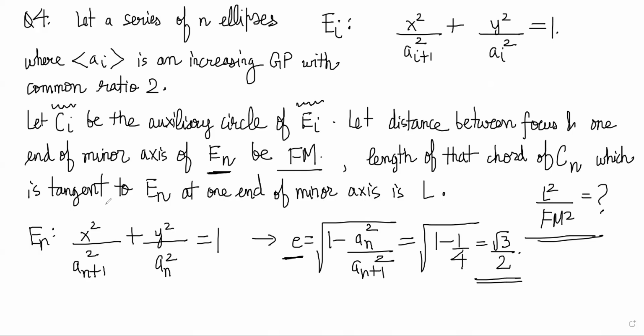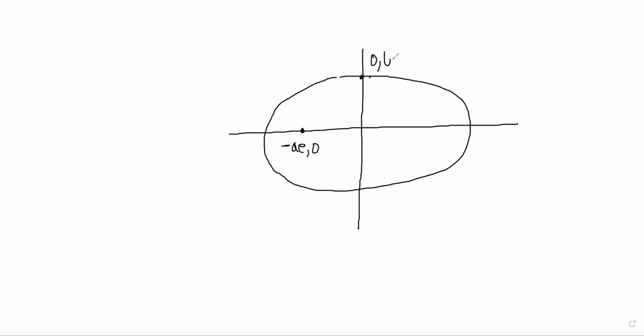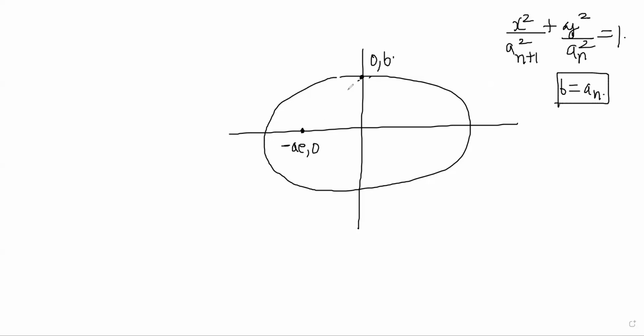So let's do that. So let's say we have an ellipse like this. So the question is saying distance between focus and one end of minor axis of E_n is called F_m. So focus is here, (minus ae, 0). Minor axis end of ellipse is (0, b). Ellipse equation was like this, right? So you can easily see that b is equal to a_n here, right? And this distance is known as the distance F_m, right? So this distance is actually easy to find. It is simply Pythagoras theorem, b square plus a square e square, right? And what is b square? b square is a_n square.